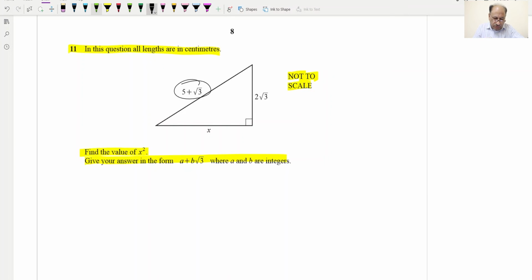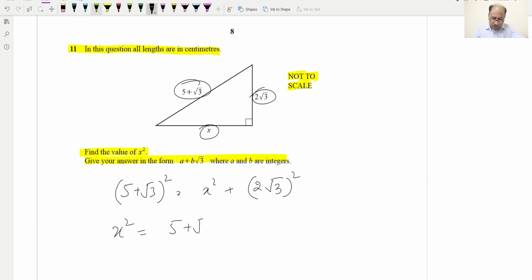So hypotenuse squared, which is (5 plus under root 3) squared, is equal to one side squared plus other side squared, which is (2 under root 3) squared. Now we can shift this to the other side, so x squared is equal to (5 plus under root 3) squared minus (2 under root 3) squared.